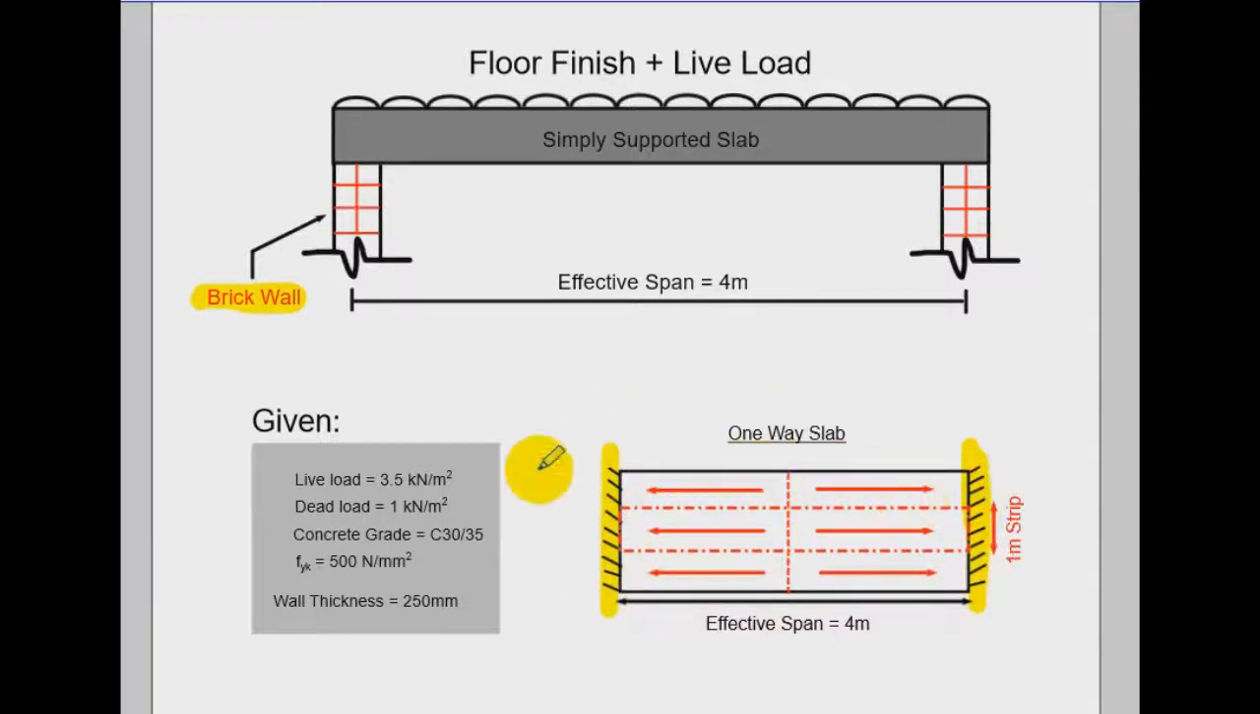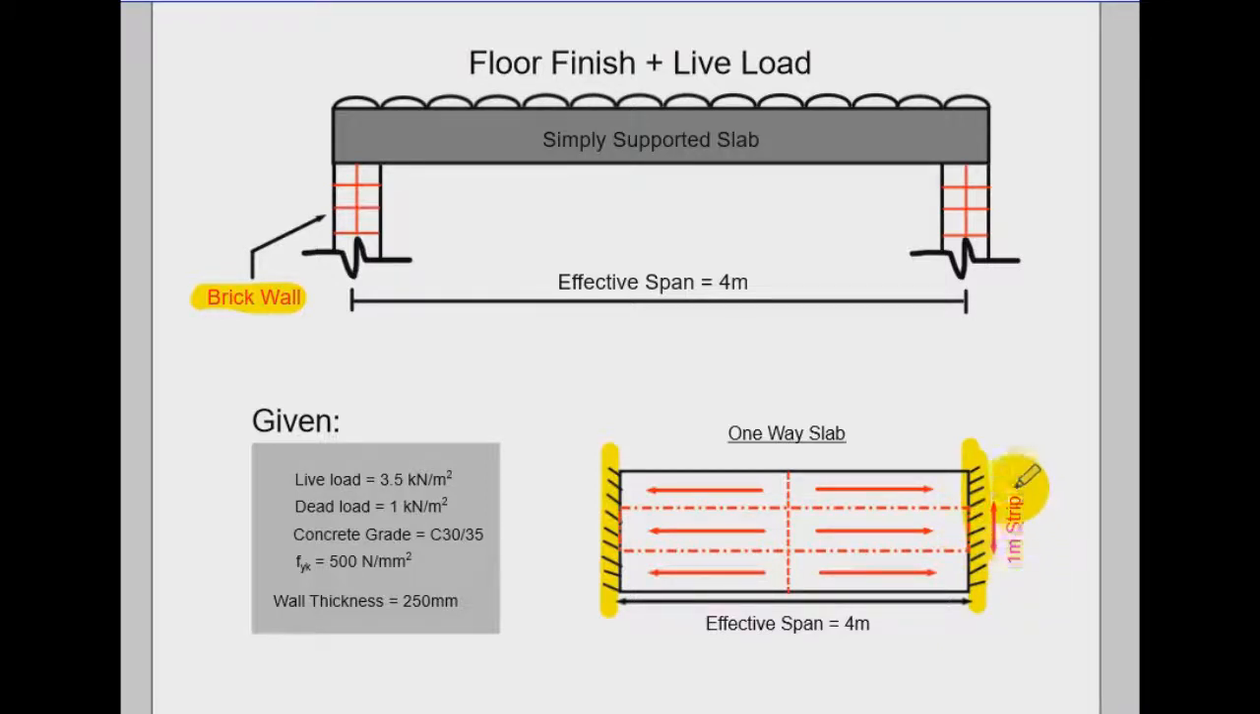Now we have this effective span of 4 meters. We have this slab, it is a one-way slab, and if you divide it by 2, this support here, the load-bearing brick wall, would take care of this portion of the slab. Any load that lands on this portion will be taken by this support. The same thing happens here. So we want to take the effective span here, and we want to take a 1 meter strip.